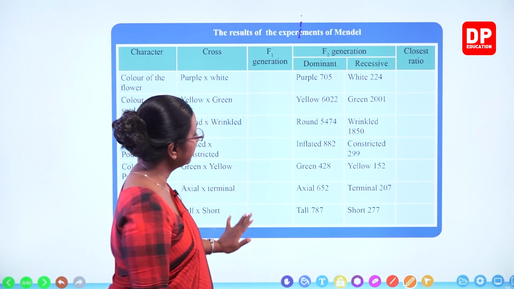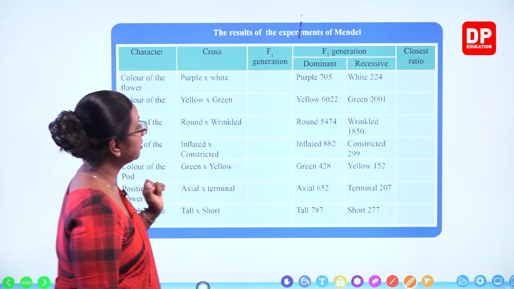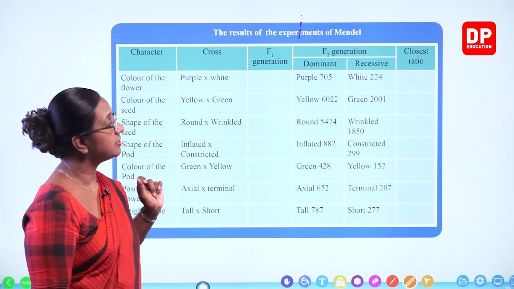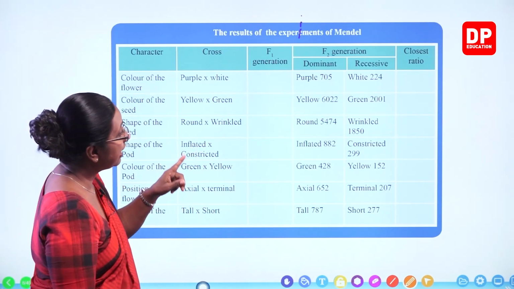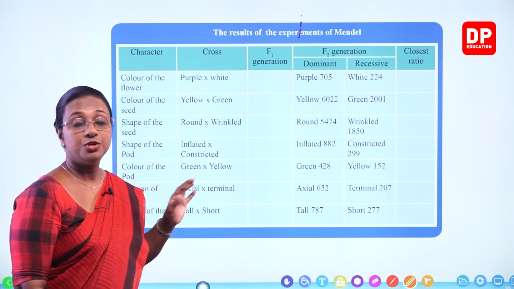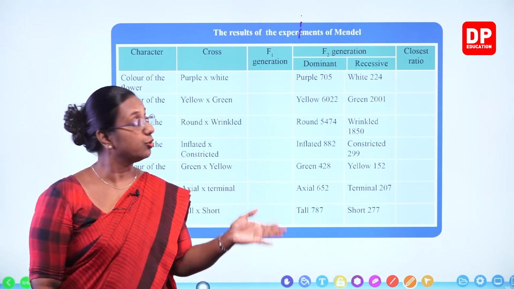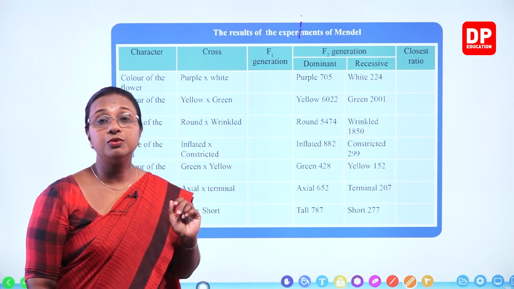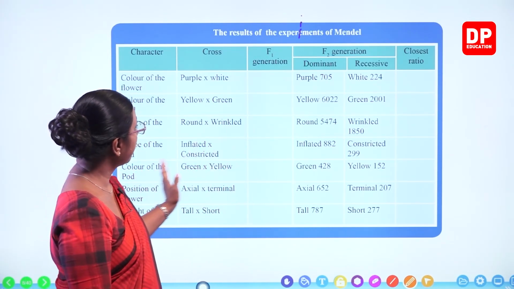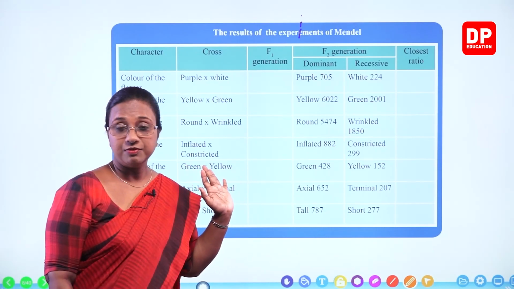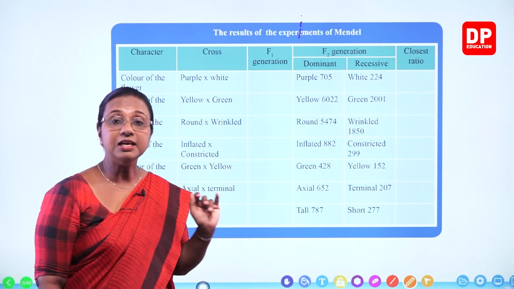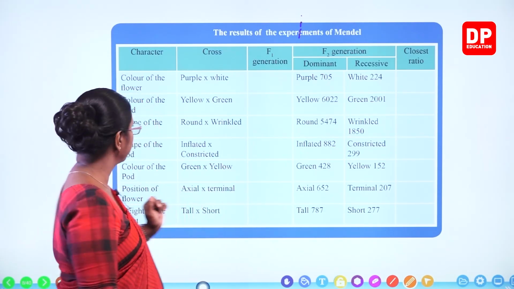I will fill that in for you. Then for the F2 generation, we have the dominant and recessive characters, and then the closest ratio. Like I told you, you won't get an exact ratio, but you will get a very close ratio. That is how we find the information, observation and the conclusion obtained from the observation.